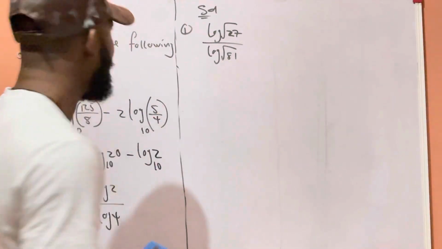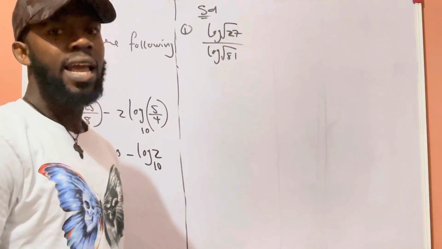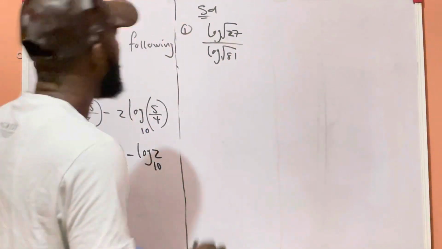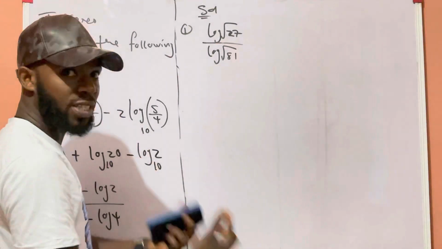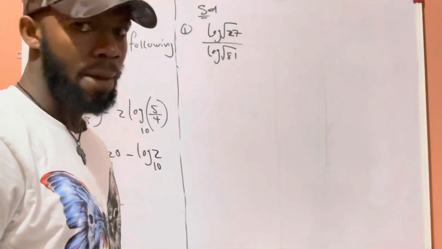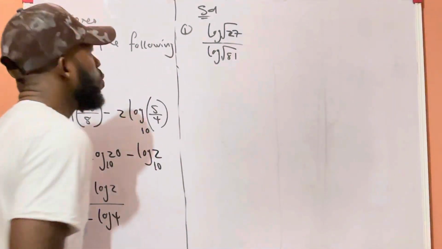Now, you would notice that there is no base at all in this question. And I told you last time that when there is no base, what base is there? Base 10. It means the log at the numerator is carrying base 10, and the log at the denominator is also carrying base 10. Now, we are done with that part. The bases are the same. What do we have to do next?